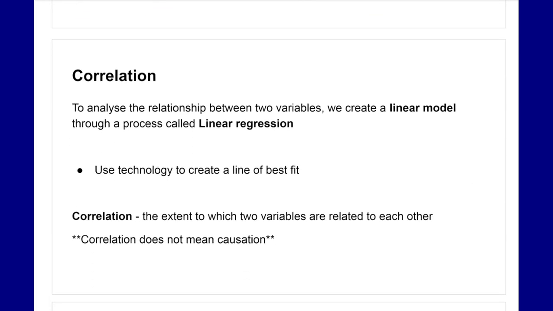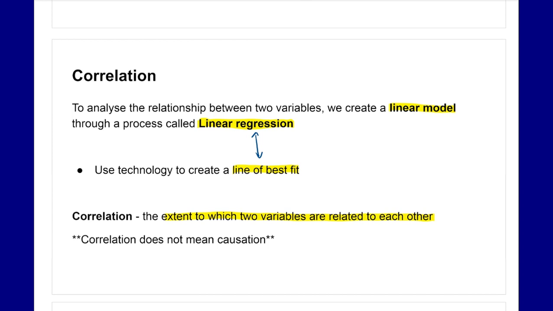So when we're using scatter plots, we want to look for a correlation. And basically, to analyze the relationship between two variables, we create a linear model through a process called linear regression. Now, it sounds fancy, but really we're just going to be getting technology to create a line of best fit. So essentially, when we talk about a linear regression, we're talking about a line of best fit. It's the same thing. Now, correlation, what we're looking for is the extent to which two variables are related to each other. Is there a relationship between the two variables that we're looking at?